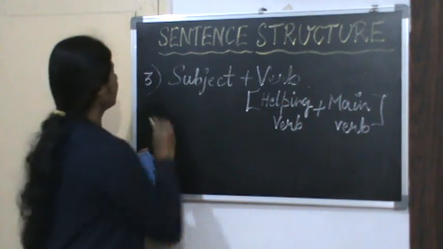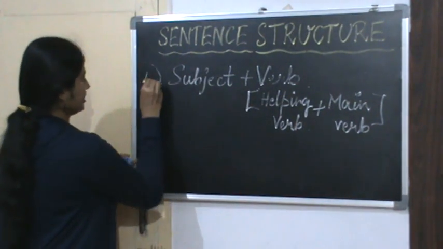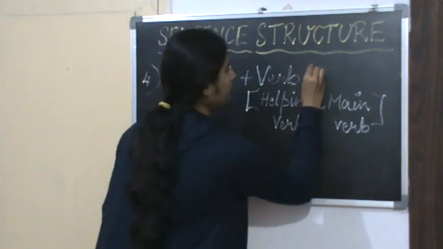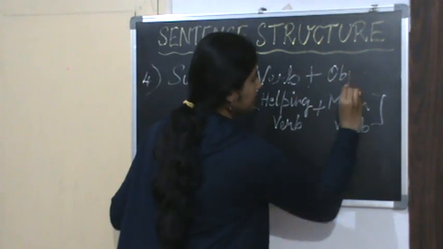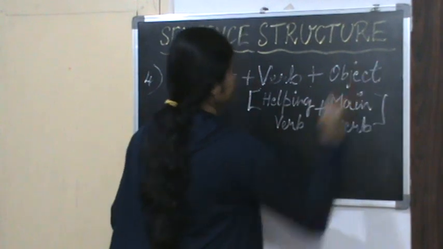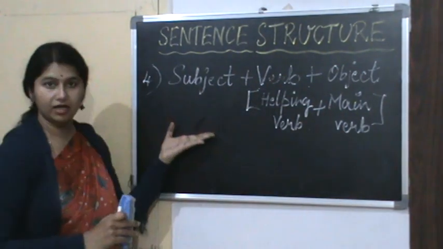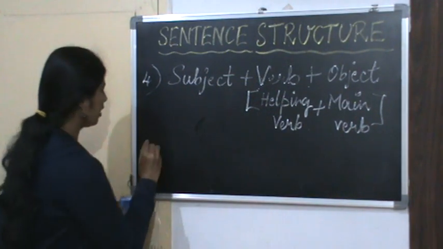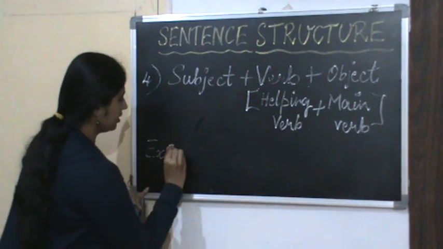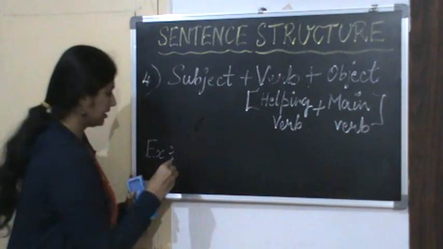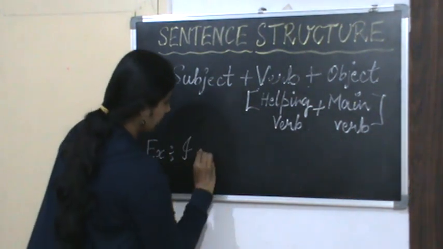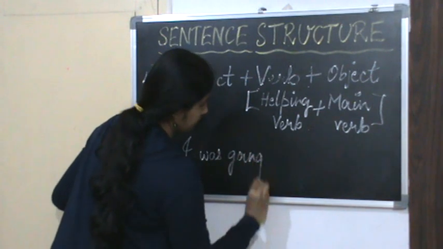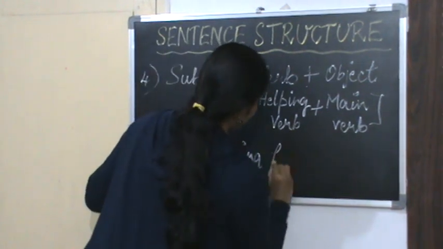Now coming to the fourth pattern. Subject plus verb plus object. It is the same as the third pattern, ಆದರೆ object ಅನ್ನೋದನ್ನ ಸೇರಿಸ್ಕೊಂಡಿದ್ದೀವಿ ಅಷ್ಟೇ. For example, we'll take the same example. ಅದೇ ಉದಾಹರಣೆ ತಗೊಳ್ಳುವ. I was going home.